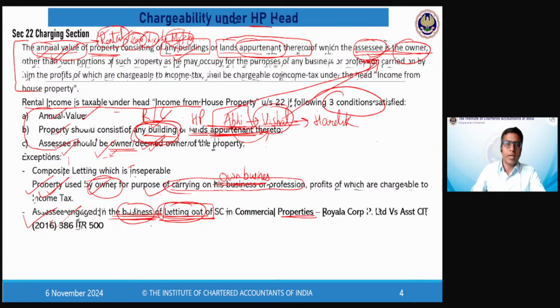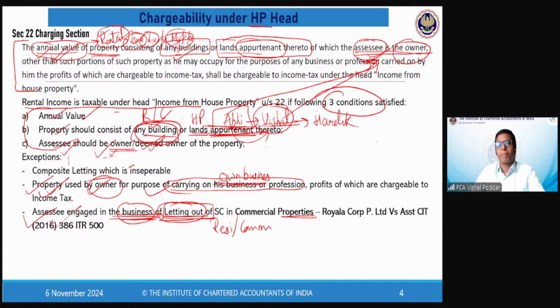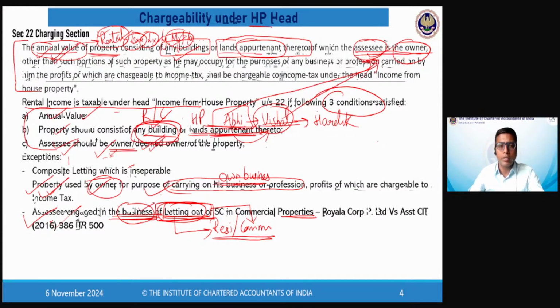Now, up till the last year, that is before your May exams, the law said whether you are giving residential or commercial property, and giving it on rent is your business. So your business is giving residential property on rent. Your business is giving commercial property on rent. Any property you are giving on rent and giving on rent is your business. It was coming under the head PGBP. This was up to last year. That is up to the last exam, which is happening in January.